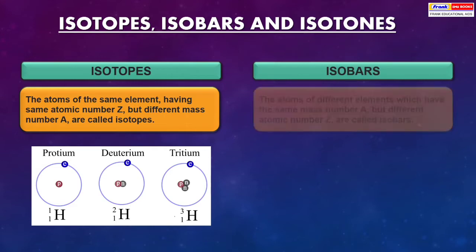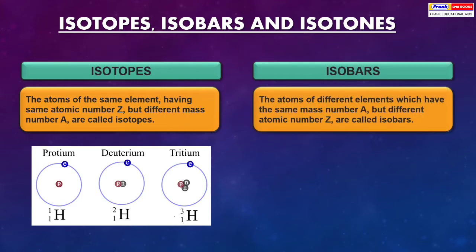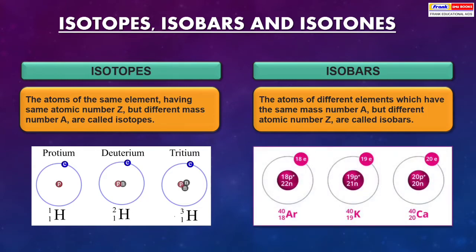Isobars: the atoms of different elements which have the same mass number A but different atomic number Z are called isobars. Example, argon, potassium, and calcium.